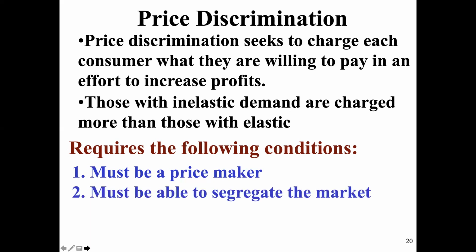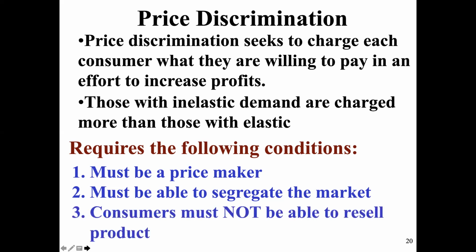The second item that needs to be met is you must be able to segregate the market. So you have to figure out how to segregate out different consumers and determine their own individual elasticity of demand. The third thing that you need to be able to do is make sure that consumers cannot resell their product, right? The airline industry is a great example of this. If you purchase an airline ticket, your ID must match the name on that ticket. If that wasn't the case and consumers could resell plane tickets, then price discrimination would not work, right? So you have to have no resale value.